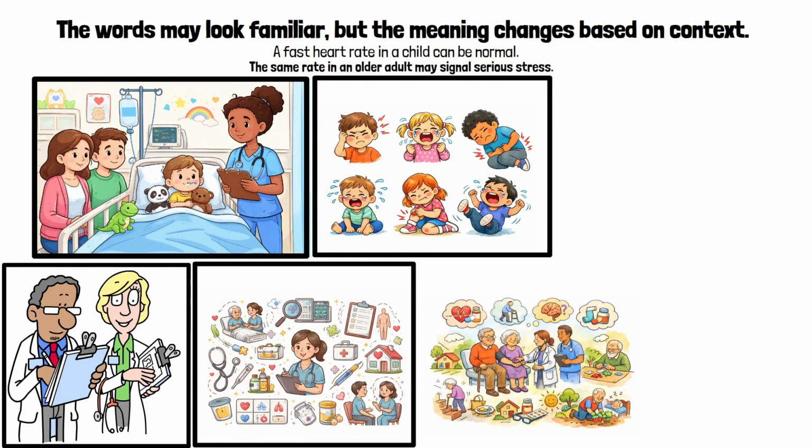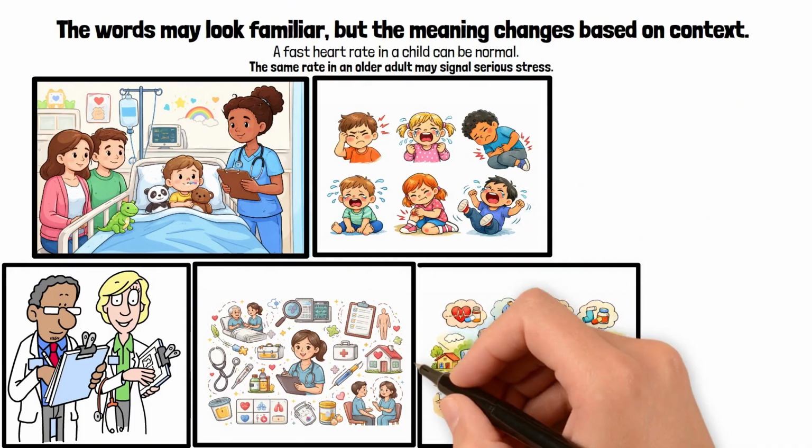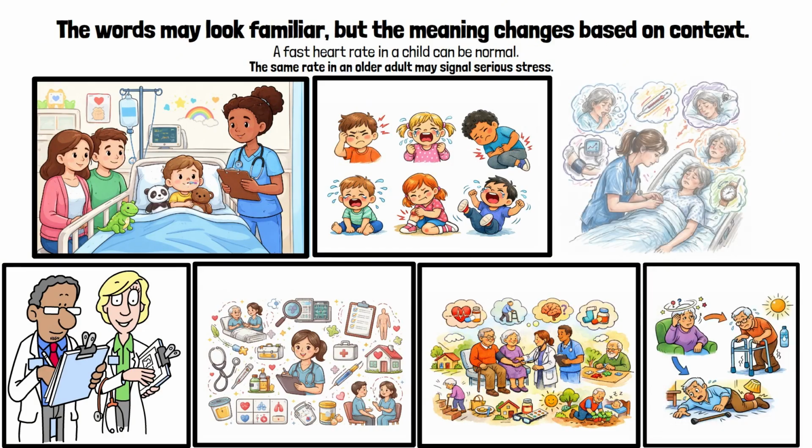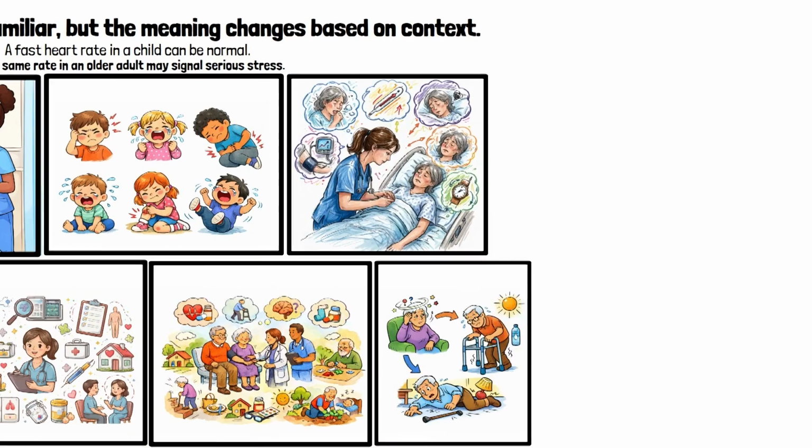Geriatric assessment, on the other hand, focuses heavily on baseline function. Older adults may have chronic conditions that mask acute illness. Confusion, weakness, or a fall may be the only sign of infection or dehydration. Nurses must recognize subtle changes from the patient's usual state.